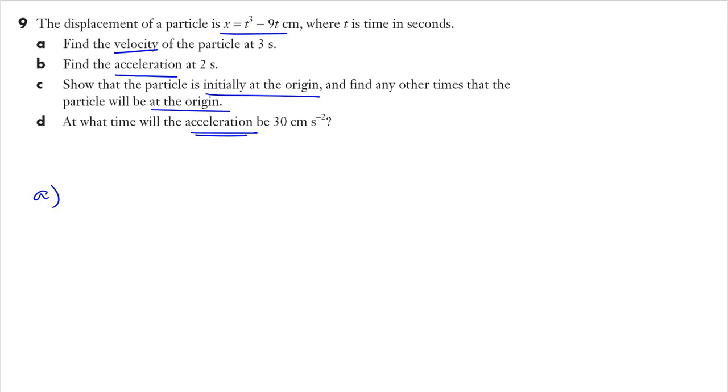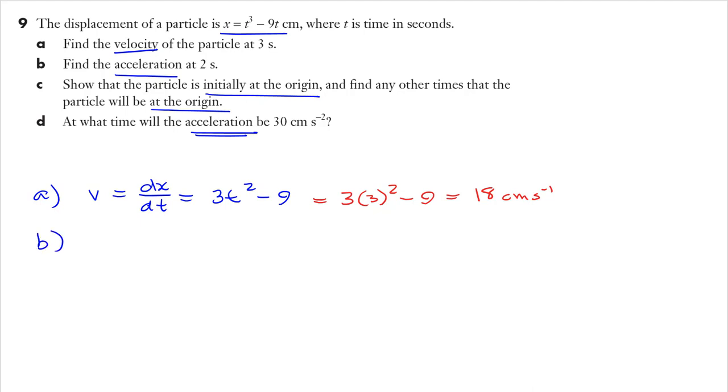So for part A, find the velocity. Well, the first thing we have to do is work out the velocity equation. So we're going to get the first derivative of displacement. In this case, that will be 3t squared minus 9. Find the velocity after 3 seconds, so we'll just substitute 3 into that equation, and we'll get 3 lots of 3 squared, which is 27, minus 9, and that gives us a value of 18, and our units are centimetres and seconds, so that'll be 18 centimetres per second.